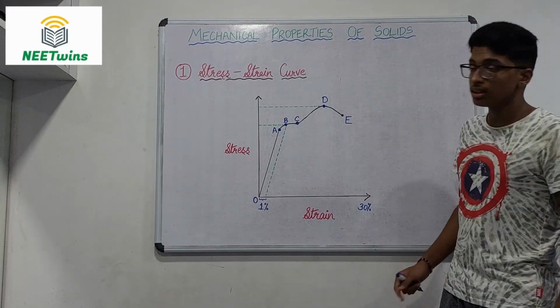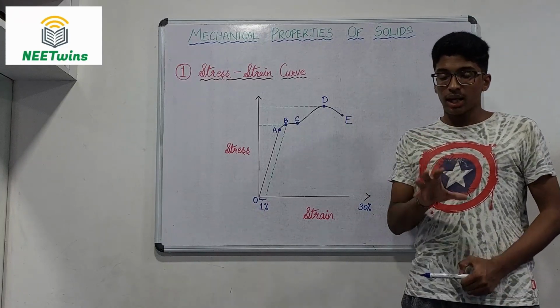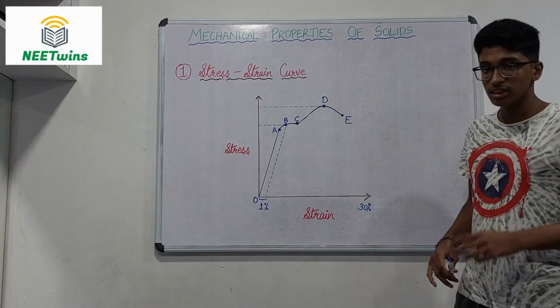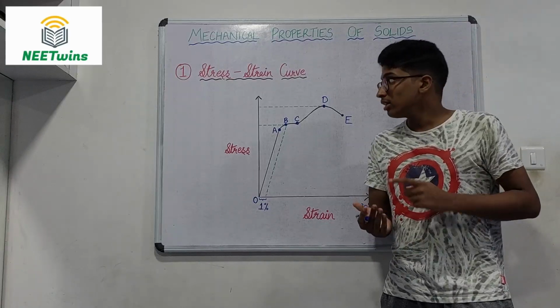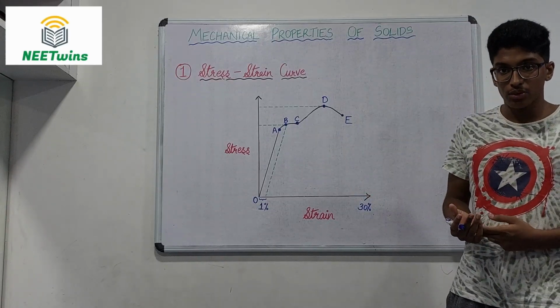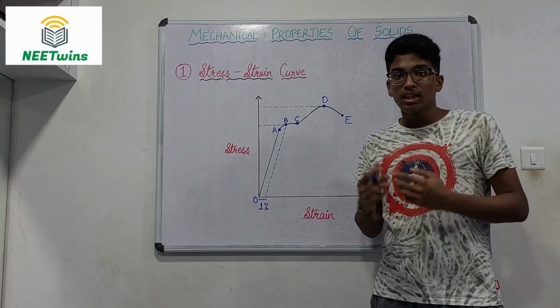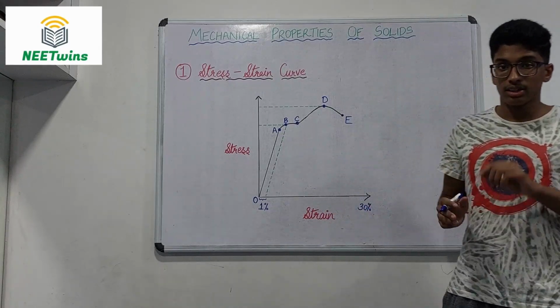This video is about mechanical properties of solids, which is a chapter in class 11 physics. We are going to discuss two concepts from this chapter. One is the stress-strain curve, which most of us get confused in, and the other is some extra relations which involve the Poisson's ratio, that is sigma.